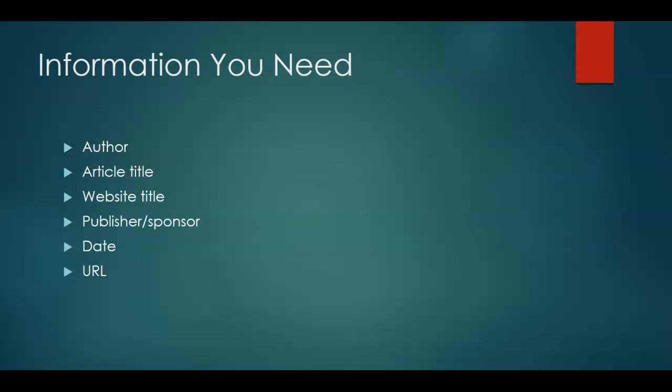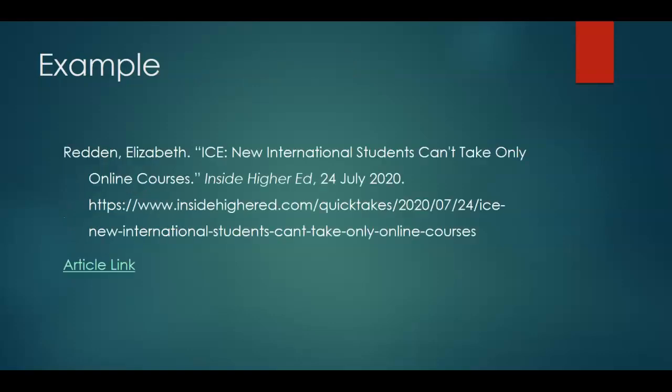Then you want to look for a publisher or sponsor. This is typically at the very bottom of the web page, near the copyright. Sometimes it's listed. It would be anyone or any entity that has published the website. You want to look for a date. This would be the date of publication, or a date of last update in the case of a web page. And then you want to, of course, copy and paste the URL, and that would come out of the URL bar. So this is our example here.